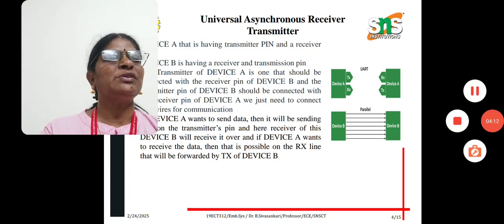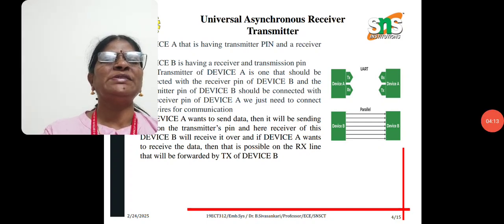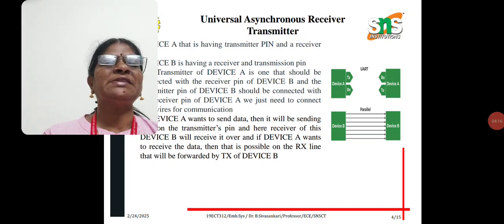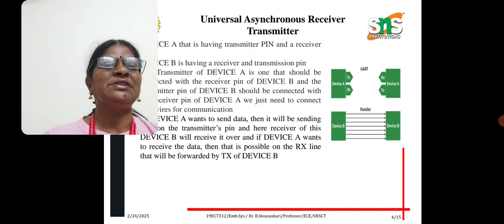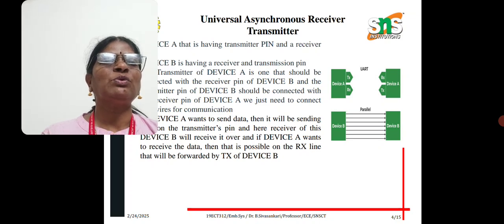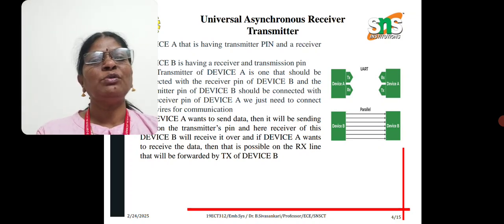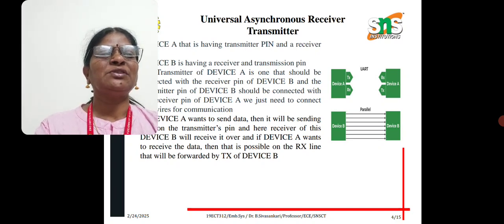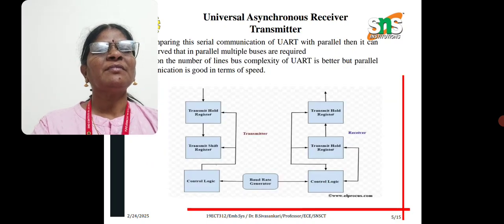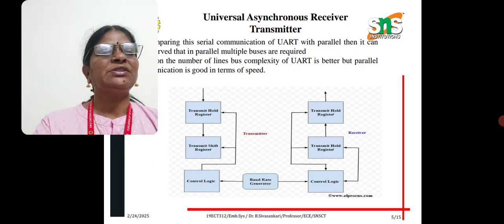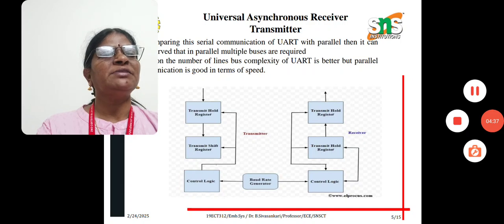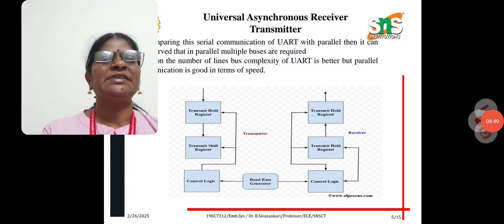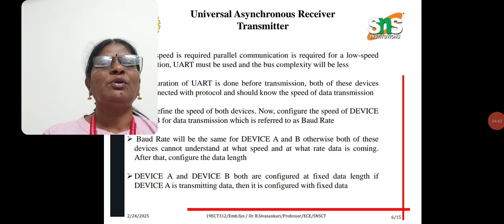Suppose device A wants to send data, then it will send it to the transmitter pin, and the receiver of device B will receive it. And if device A wants to receive data, then it is possible on the receiver line, as it will be forwarded by the transmitter of device B. So this is how the data is communicated between transmitter port and receiver port. And this is the block diagram.